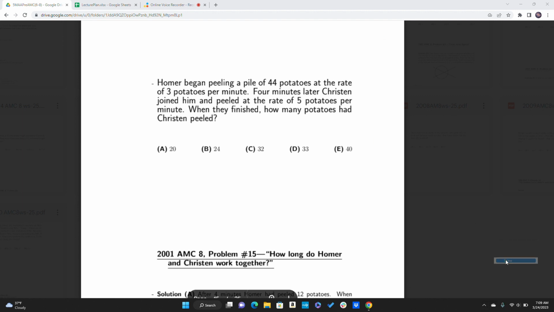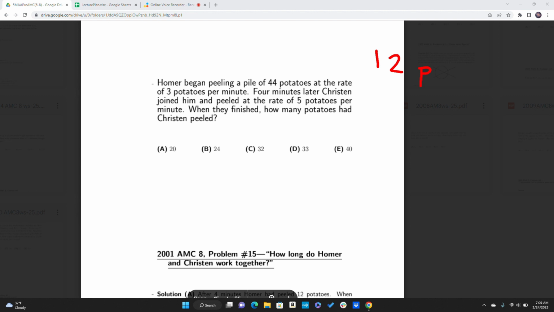We've got Homer peeling 44 potatoes at 3 potatoes per minute. 4 minutes later, Christian joins him. So after 4 minutes, Homer has peeled 12 potatoes. Okay. And Christian peels at a rate of 5 potatoes per minute. When they had finished, how many potatoes had Christian peeled?